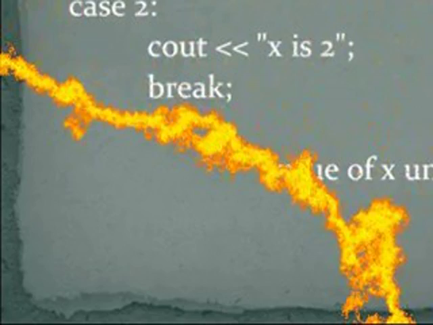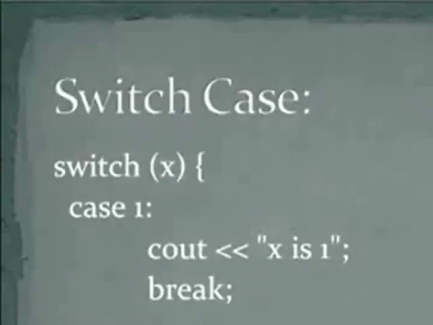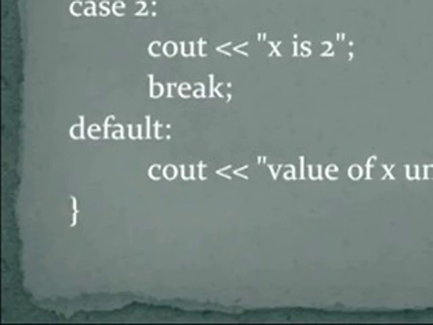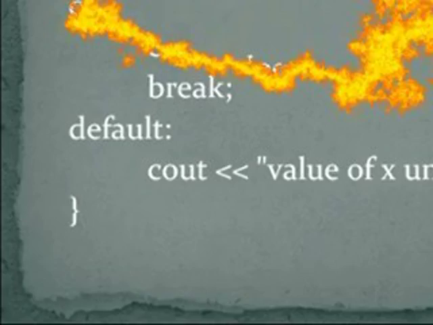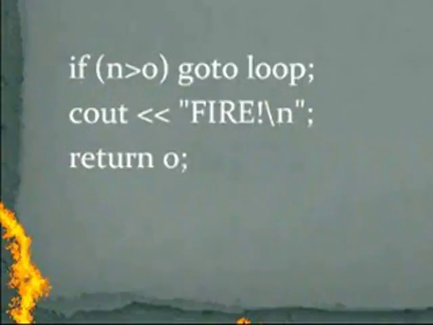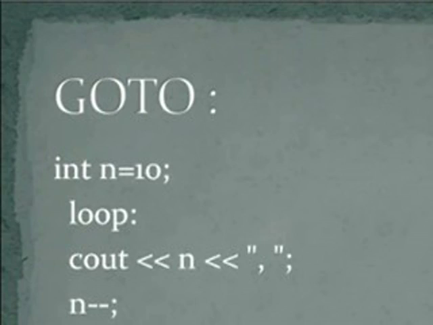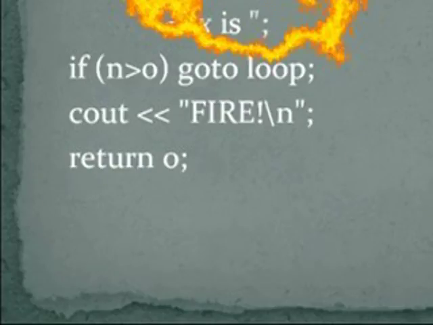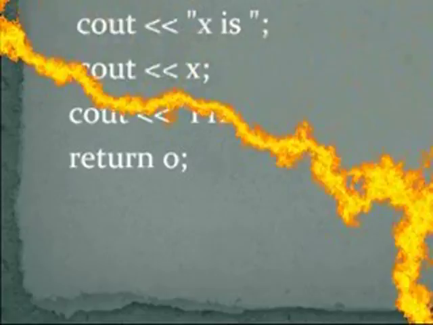ALGOL 60, C, C++, C Sharp, Ruby, Java, Pascal, PHP, and Python are example languages without the final keyword. So, these languages need some way of grouping statements together.